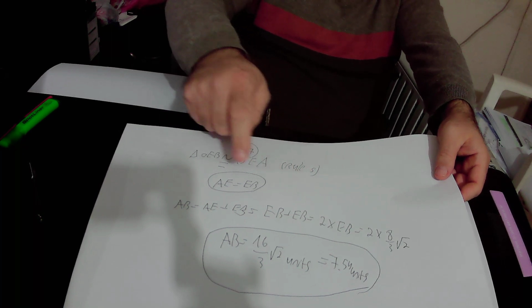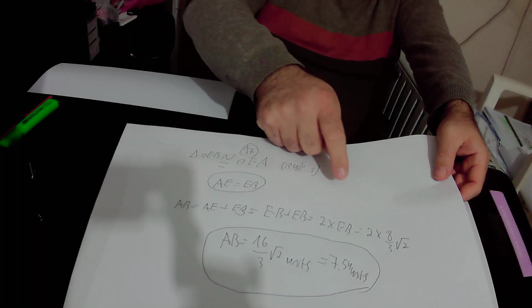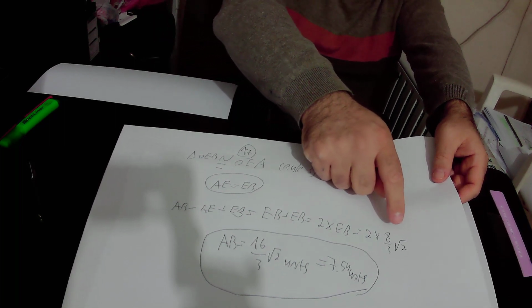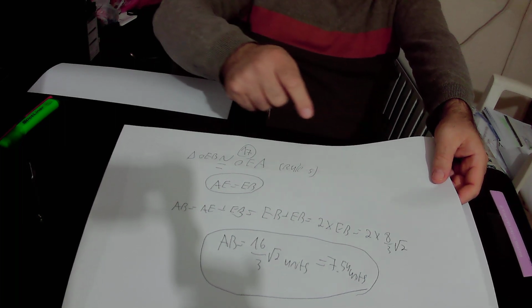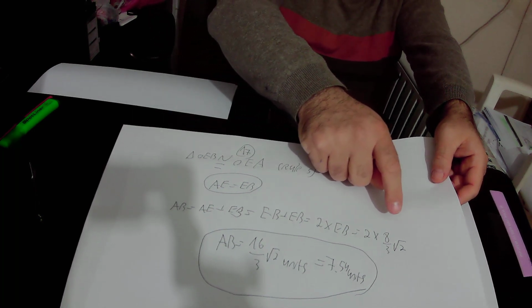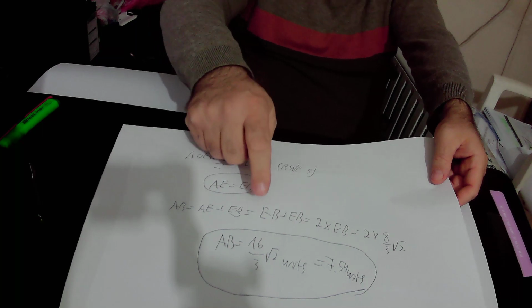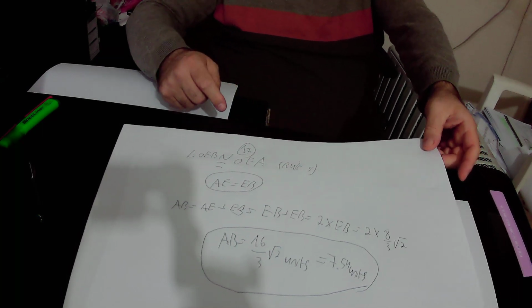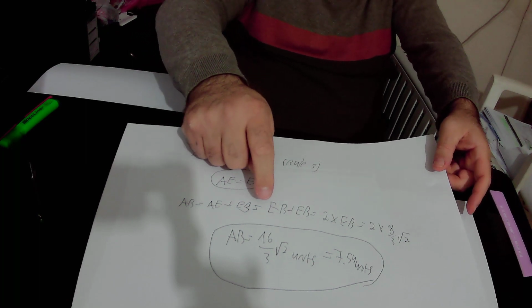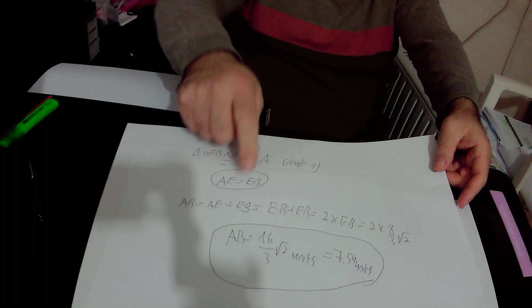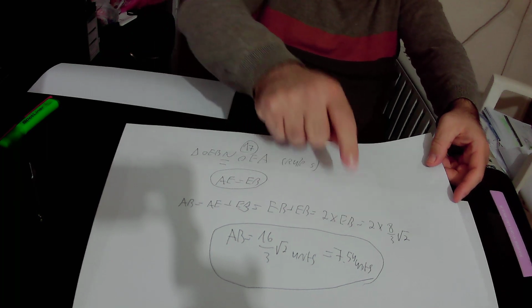That is to say, AB equals 2 times EB, and we have already found that EB equals 8 over 3 times square root of 2 units. So 2 times 8 over 3 times square root of 2 units is 16 over 3 times square root of 2 units. In total we got that AB equals 16 over 3 times square root of 2 units, or in terms of numbers, AB equals 7.54 units.